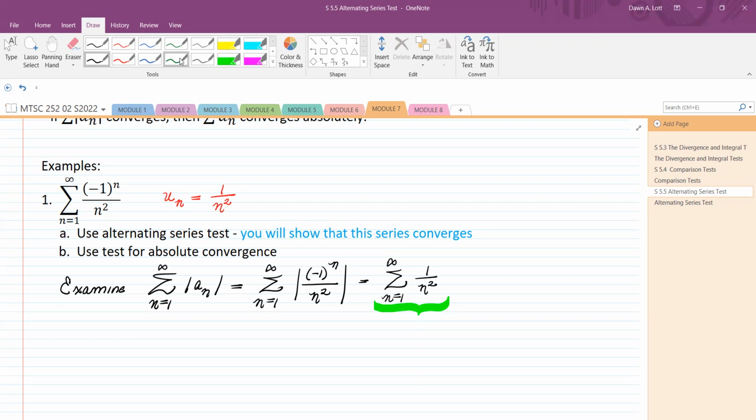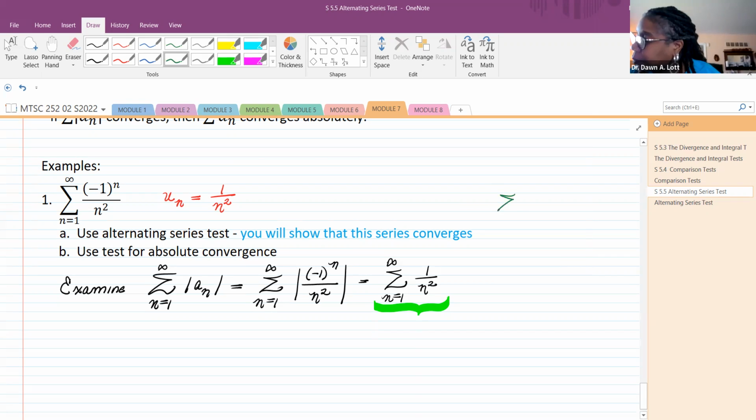Remember, our P series will look like the summation n equals 1 to infinity of 1 over n to the P. P series have a form. They all look the same. Nothing changes in the P series. They all look the same. So therefore, this is a P series.